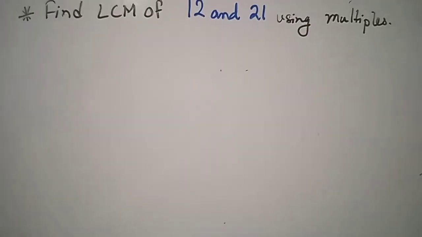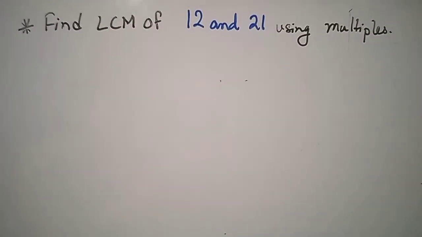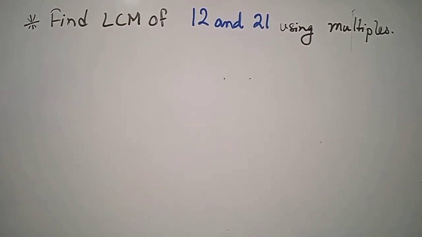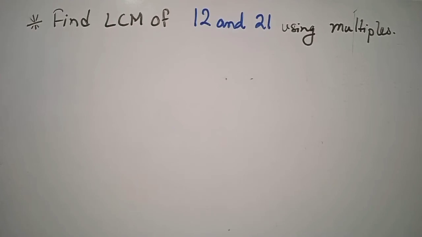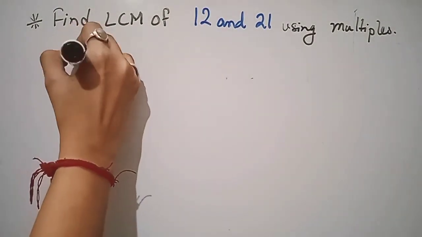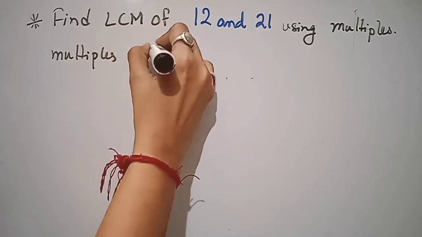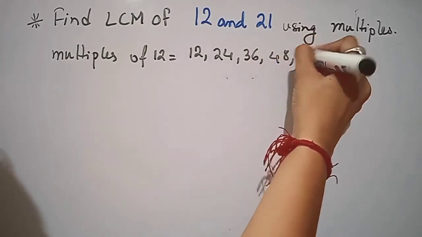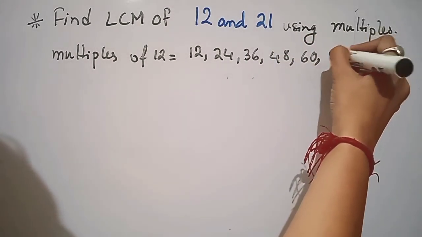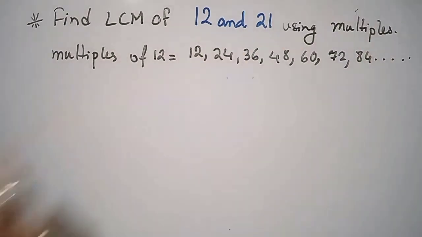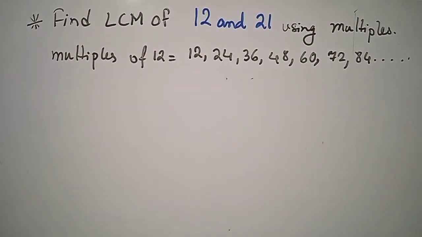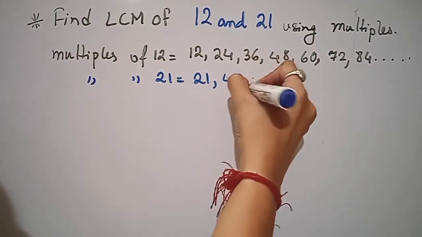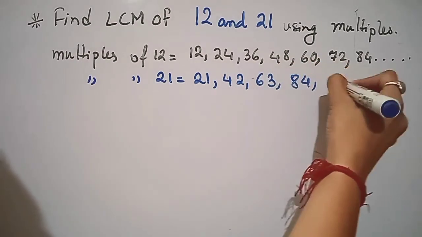So the next question is, find the LCM of 12 and 21 using multiples. So here also we have to find the LCM using the multiple method. So the multiples of 12: 12 ones are 12, 12 twos are 24, 36, 48, 60, 72, 84 and so on. Now we will write the multiples of 21, that is 21, 42, 63, 84 and so on.